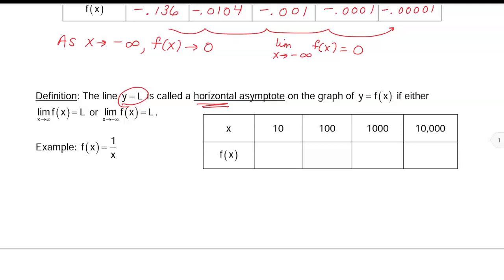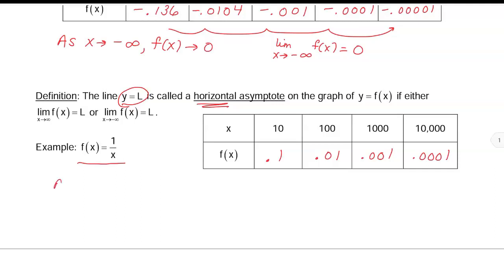I'm going to give you a very common example. f of x equals 1 over x. This function is going to be very important to us, so it's nice to keep examining it whenever we get the opportunity. I'm going to start with the table and look at these values of x. When I substitute 10 into the function, I get 1/10, and then of course 1/100th, 1/1000th, and so on. As x is getting very large, f of x is approaching 0 in this case as well.